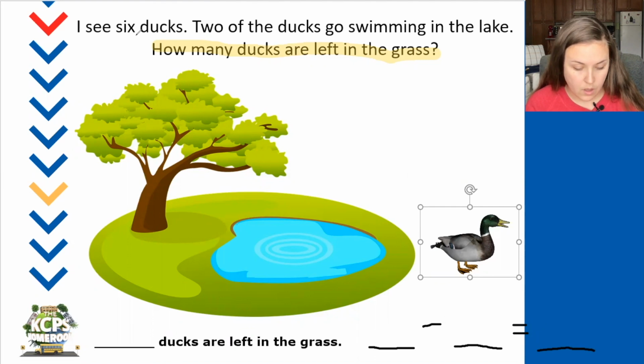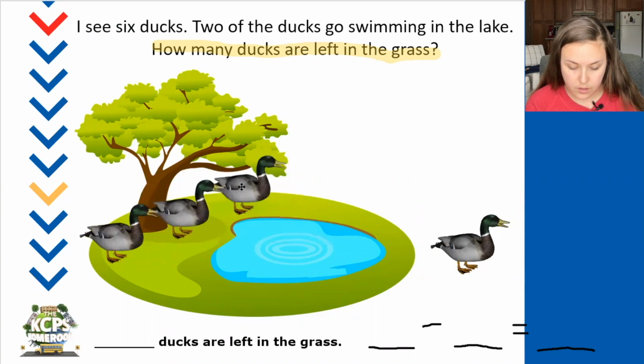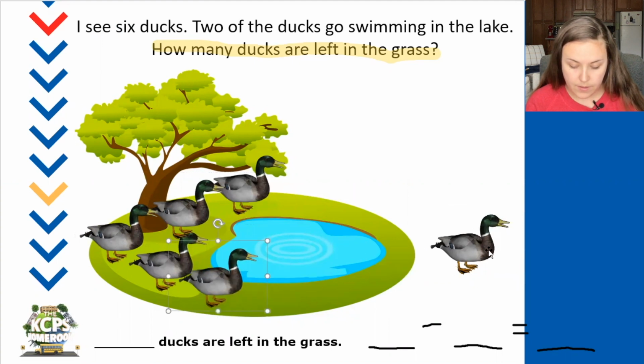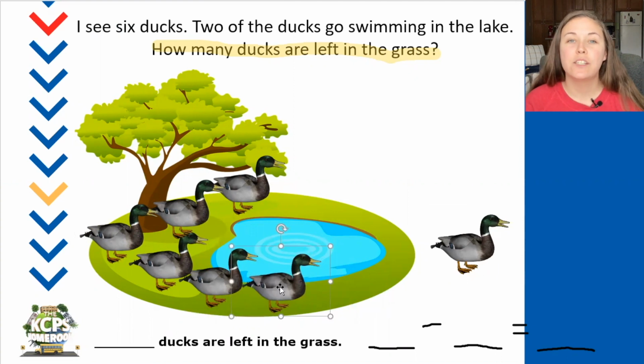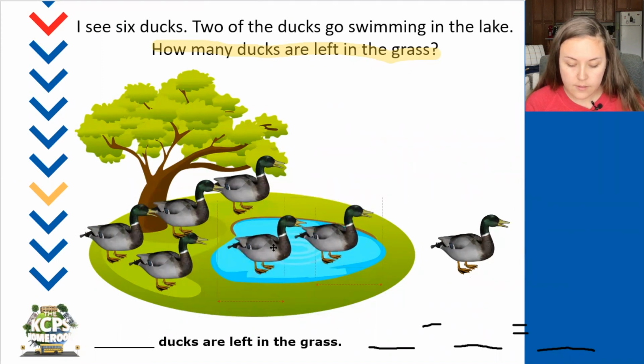All right, now let's talk about our counters. I see 6 ducks. So I'm going to move 6 ducks over into our pond. 3, 4, 5, and 6. So I know that 6 is the total number of ducks I can see. The next sentence says 2 of the ducks go swimming in the lake. So I'm going to take 2 ducks and put them in the lake because they're swimming.